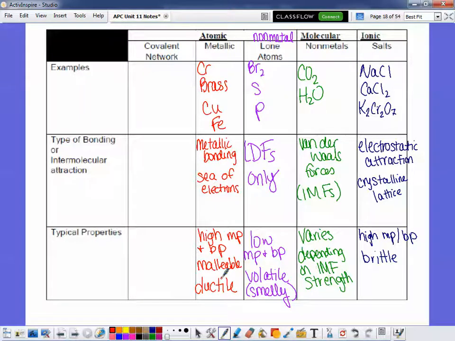And I heard somebody say a C word over here. Conductive. They're conductive, meaning that they can conduct electricity and heat. Okay? Ductile is they can be drawn into a wire.